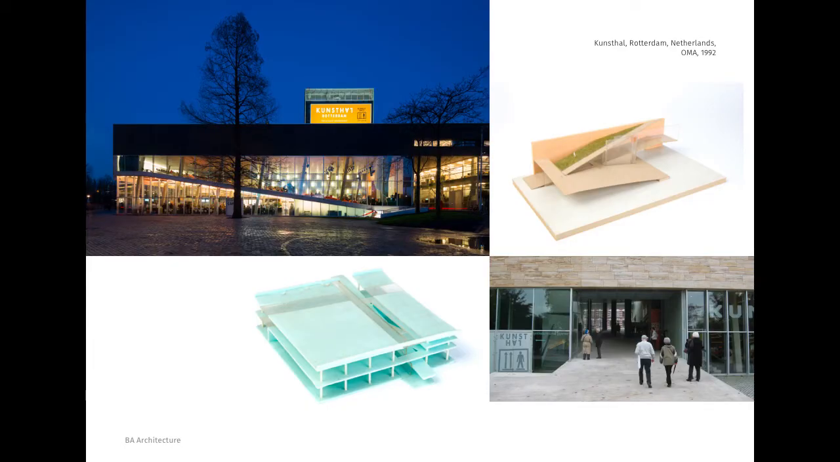This is another famous example of a building where circulation, and ramped circulation in particular, is very significant. The Kunsthal in Rotterdam by OMA. From the outside, it looks like a square, a very rectilinear, regular shape, but it actually has quite a complex circulation pattern inside, largely based around ramps. And some of the ramps cut through the building, as you can see from the photograph on the bottom right.